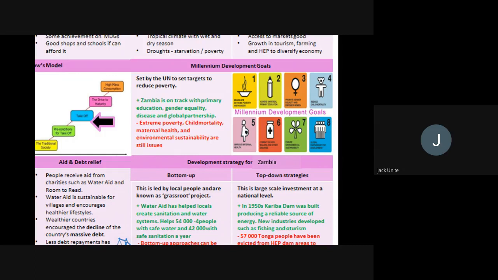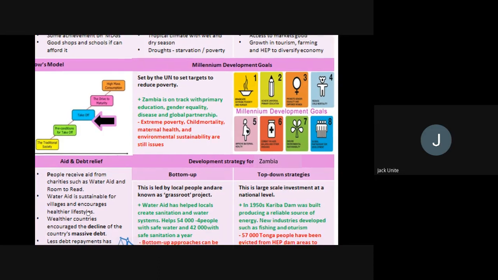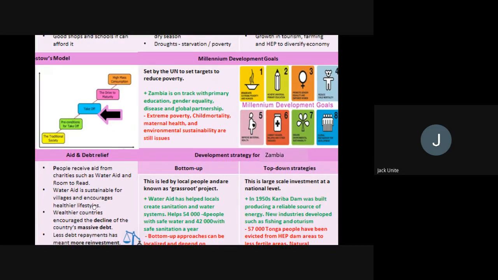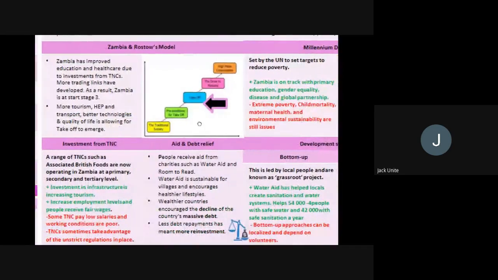And then in terms of that environmental sustainability, well, the key thing here is if they just suddenly built something like a Kariba Dam, or they're developing things like deforestation and protection of habitat, is probably not going to be a priority. It's all about that economic growth. So that probably goes some way to explaining why they've not necessarily moved forward with regards to those Millennium Development Goals.